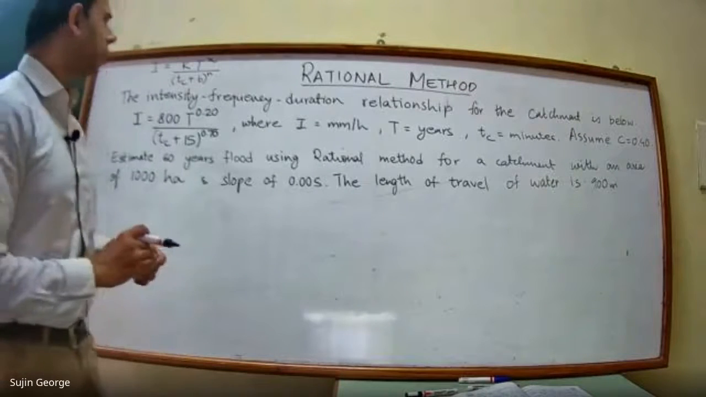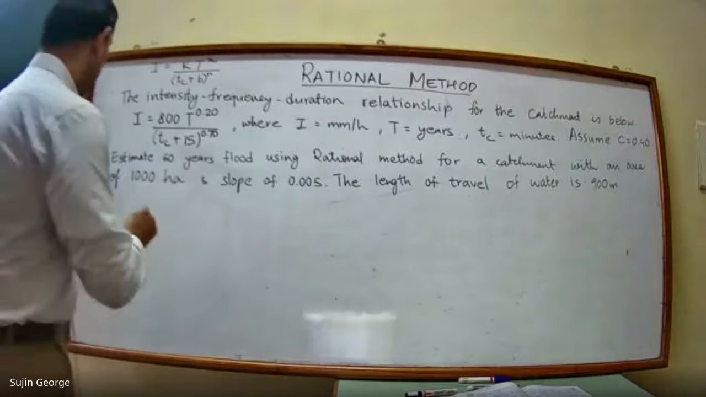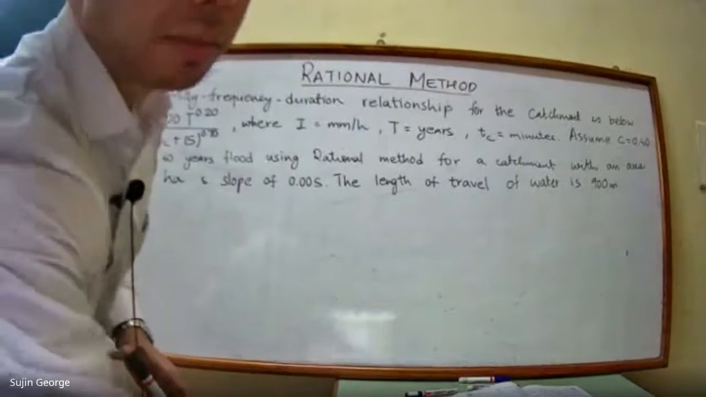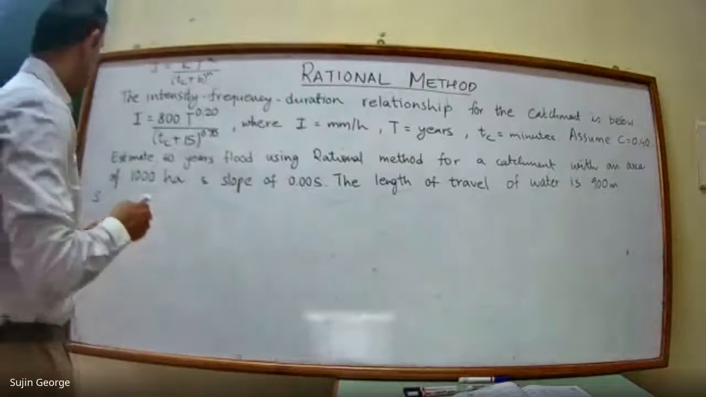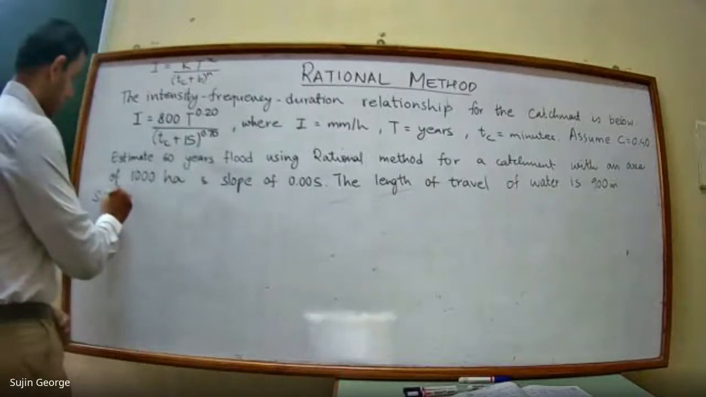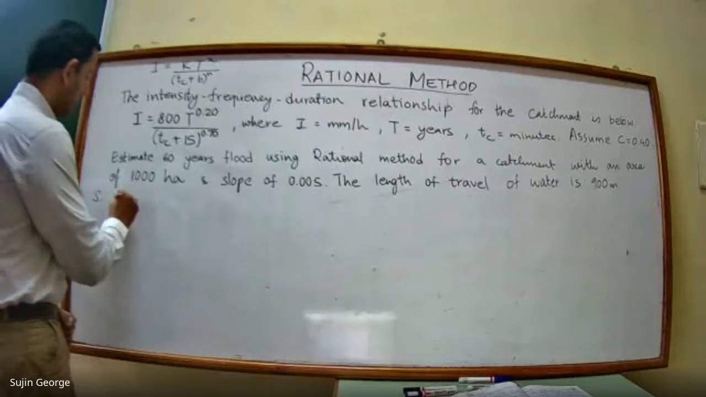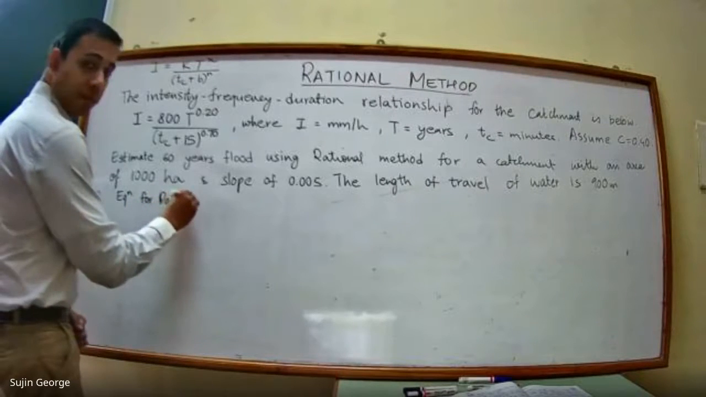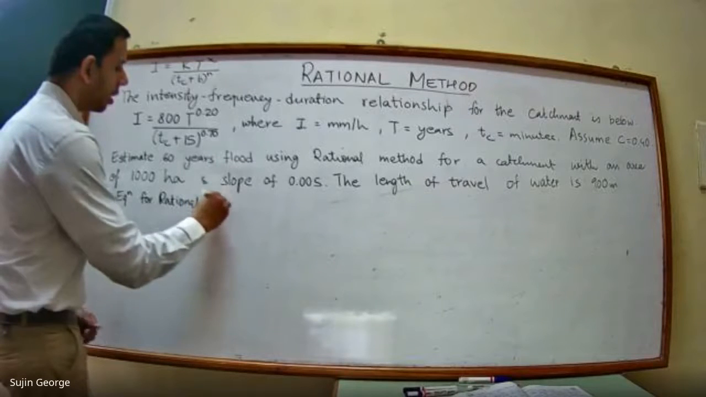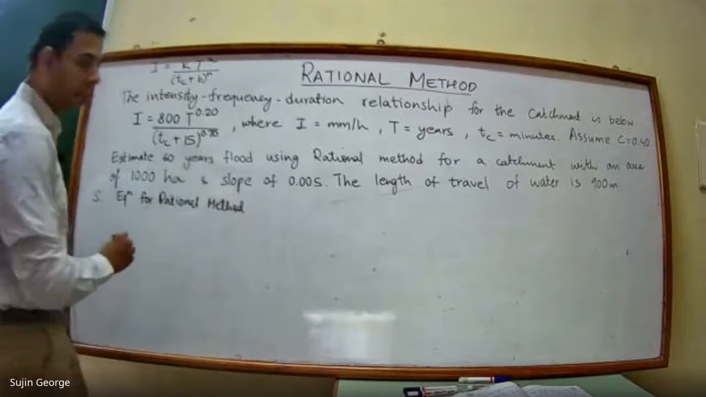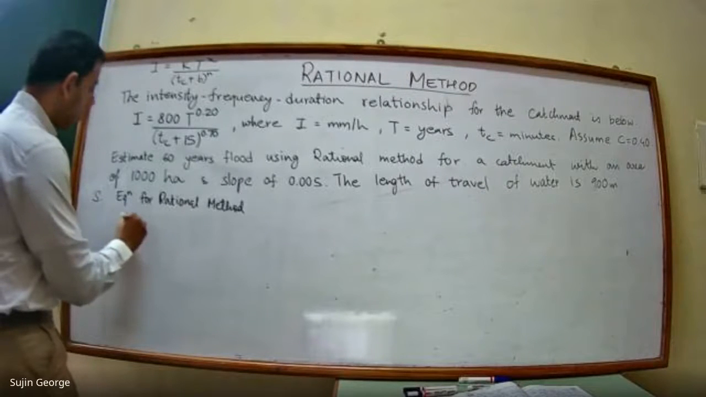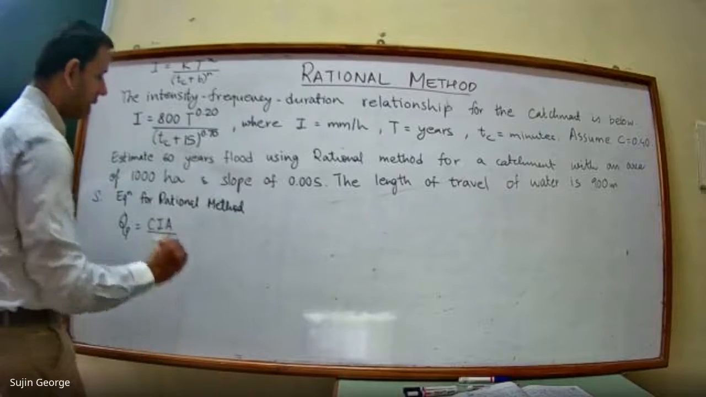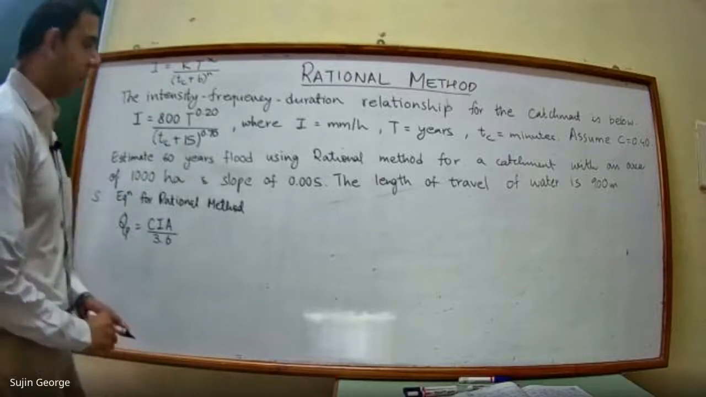Now, the solution for this problem will be like the equation for the rational method. The equation for the rational method is given by QP is equal to CIA divided by 3.6. That is what you have to find out.